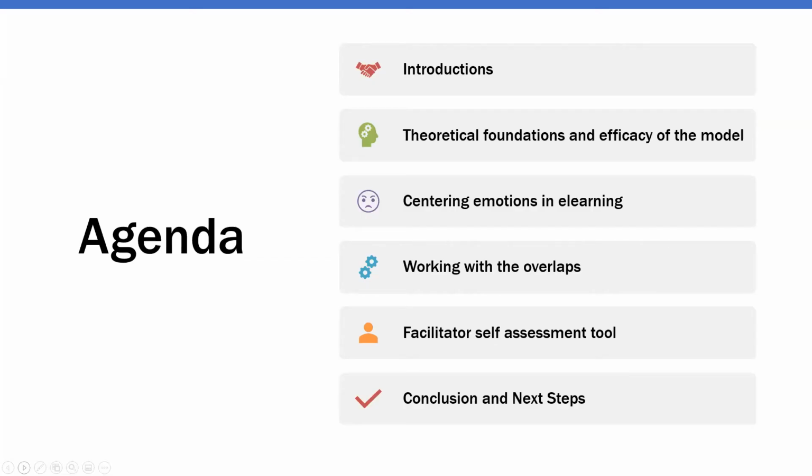Inquiry model and the efficacy of the model. We're going to talk about centering emotions in e-learning, looking at, if you're familiar with the model, you'll know that it's a Venn diagram and that there's some overlaps. So we're going to talk a little bit about that.